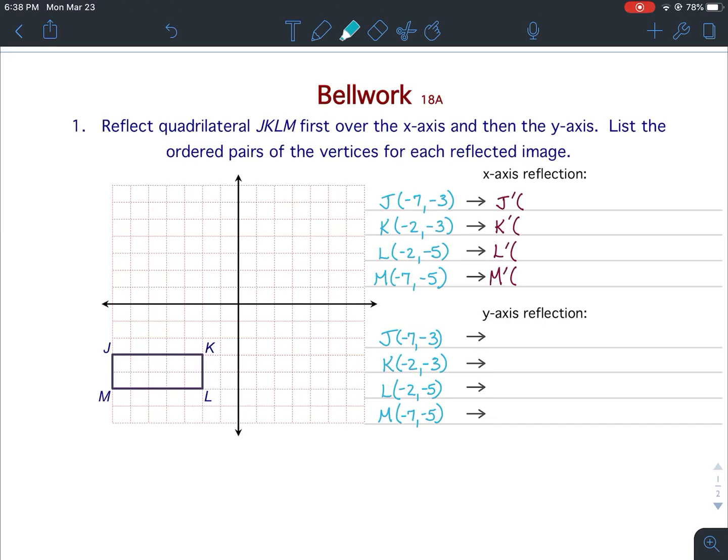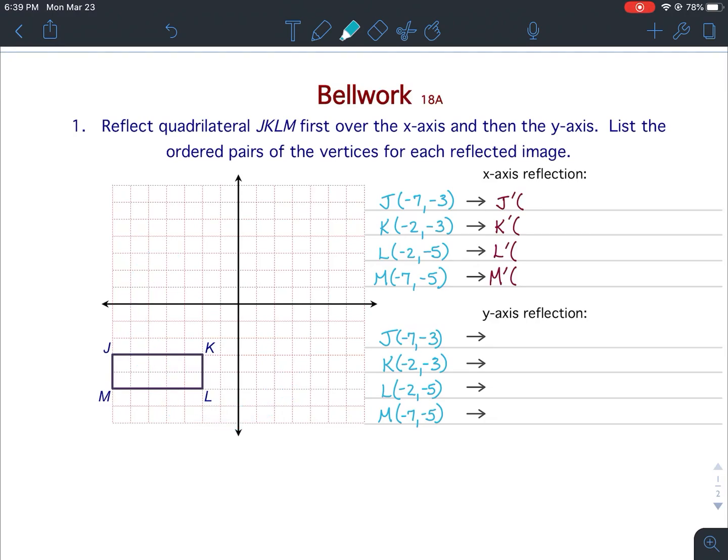In the notes, for example, in example 3, you reflected the pre-image only over the x-axis. In examples 4 and 5, you reflected the pre-image only over the y-axis. Where in the Bellwork, first you're going to reflect it over the x-axis, and then you're going to take that same original pre-image and reflect it over the y-axis. So in other words, I'm going to reflect it from here to here first over the x-axis, and then I'll reflect it from there to there over the y-axis.